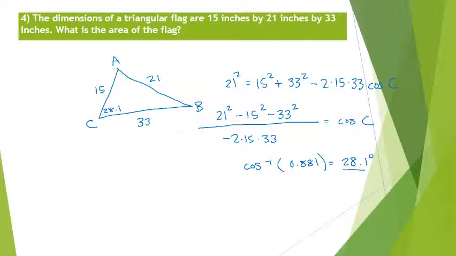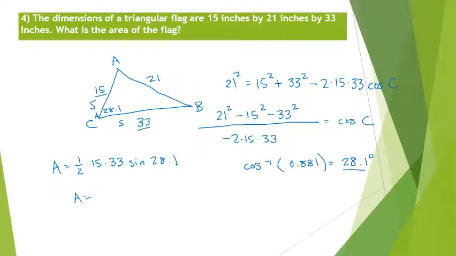So now that we know angle C, we can do the area formula. And then remember that you need to use the sides on either side of the angle. You have to have side, angle, side, right? So we have to use 15 and 33. So the area is 1/2 times 15 times 33 times the sine of 28.1.